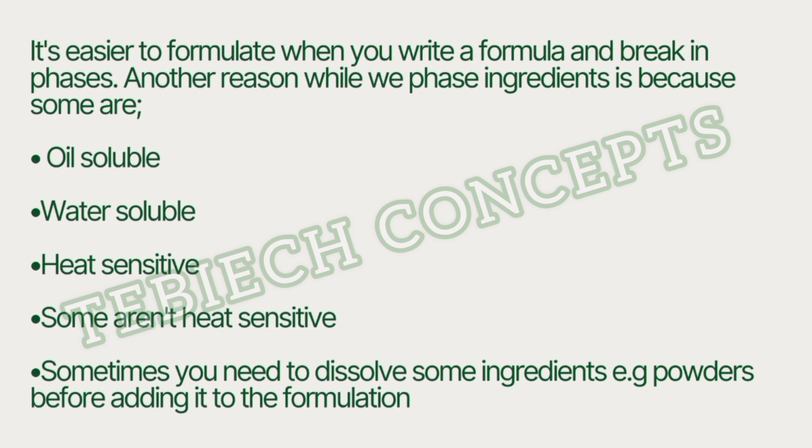Another reason why we phase ingredients is because some ingredients are oil soluble, some are water soluble, some are heat sensitive, while some aren't heat sensitive. So when you phase them, it's like batching them: the ones that are heat sensitive are together, the ones that are oil soluble are together, the ones that are water soluble are together. Doing it that way helps you to stay focused. It helps you to know that every ingredient has gone into the right phase. There is no mix up in your work. You know when to add the cool down phase ingredient. You know when to add the heat sensitive ingredient.